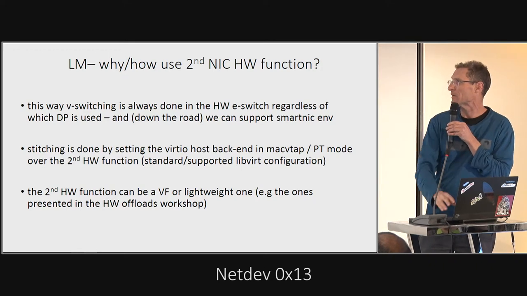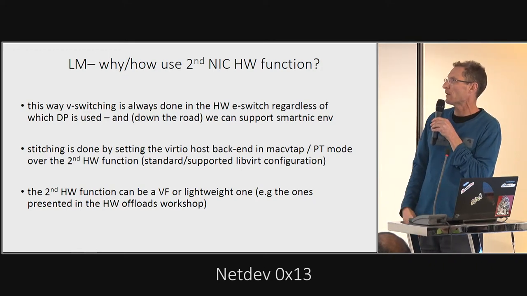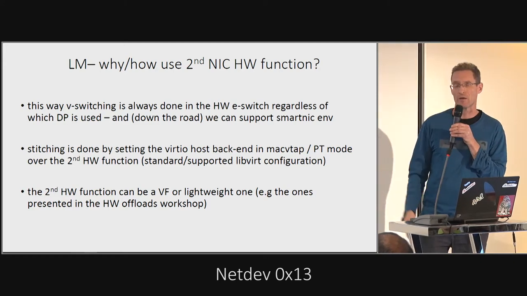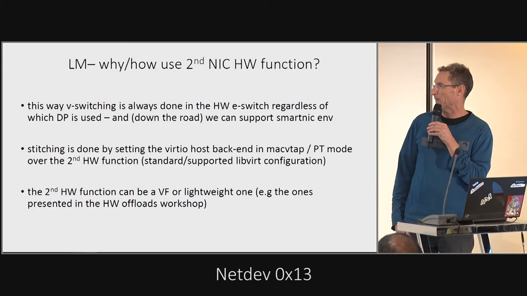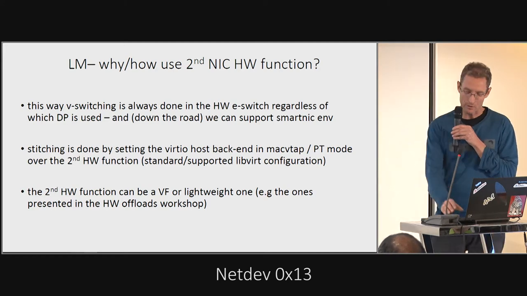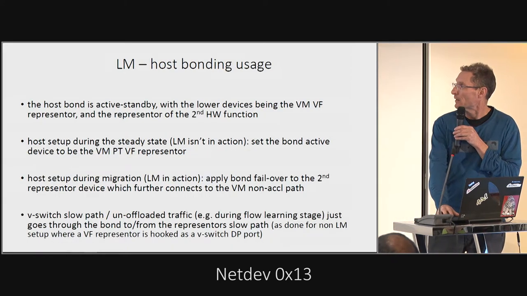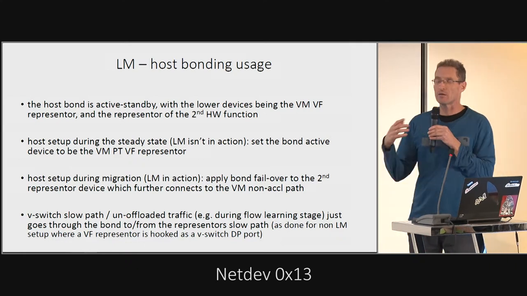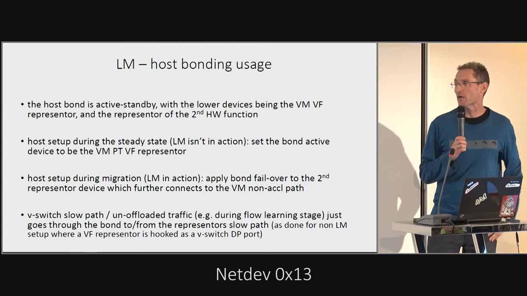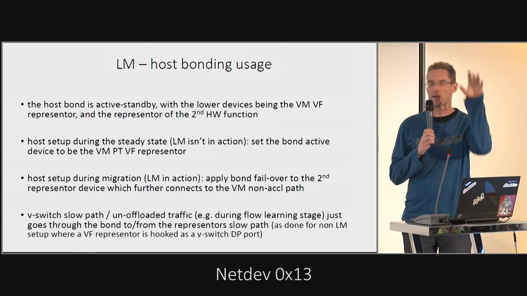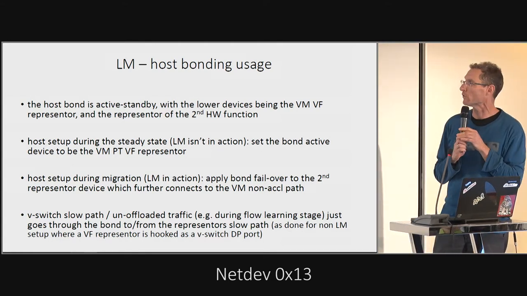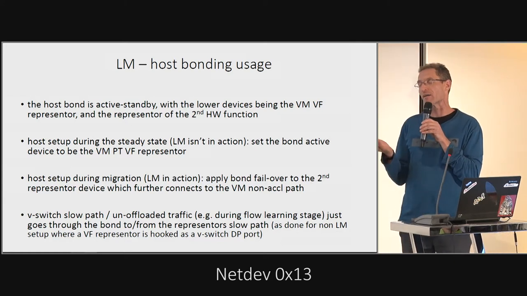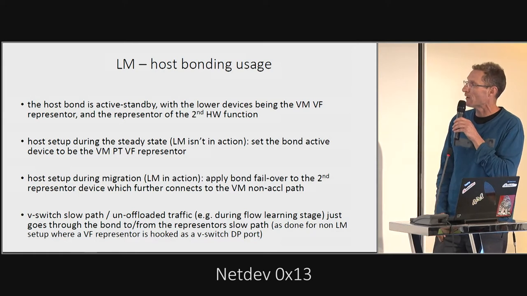Technically, it's being done by MacVTap passthrough mode and a second hardware function, and the MacVTap configuration is supported by standard libvirt. And it can be a lightweight one, okay? Now, how would this work? In this case, we use standard bonding or teaming. It doesn't have to be this specially made zero-touch failover model. It's a simple variant of bonding, the active-backup one.